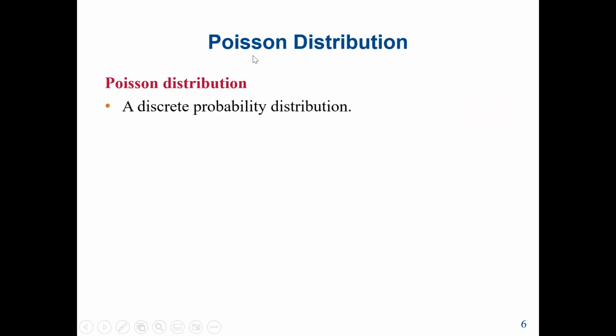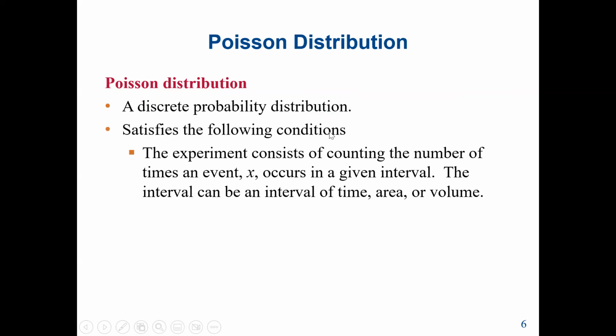Now let's go to the Poisson distribution. With Poisson distribution, again, it's a discrete probability distribution. Also, it satisfies the following conditions. The experiment consists of counting the number of times an event X occurs in a given interval. Also, the interval can be an interval of time, area, or volume. So again, Poisson distribution we use to calculate the probability of an event occurring over a certain interval. And the interval can be distance, volume, area, time, etc.